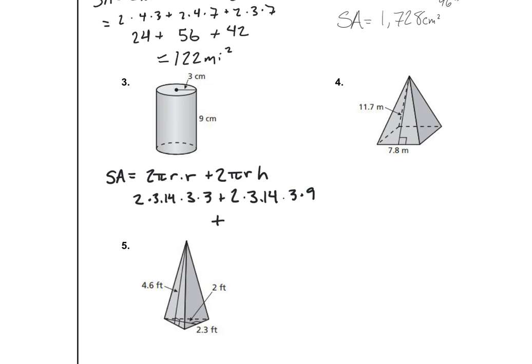All right, simplifying this a little bit. 2 times 3.14 times 3 times 3. This part simplifies to 56.52. My other one simplifies to 169.56. Adding those two together, I'm going to get a surface area of 226.08 centimeters squared.